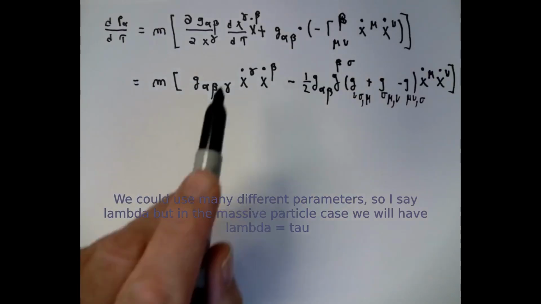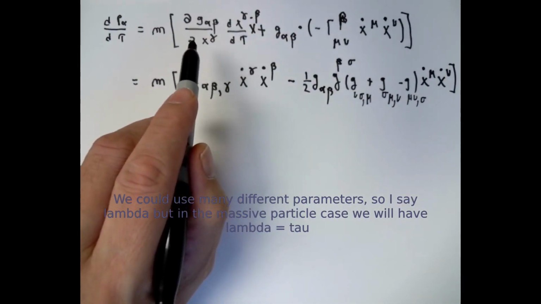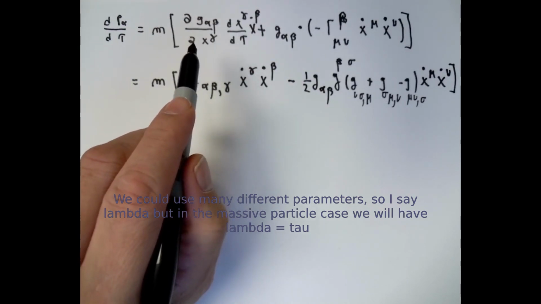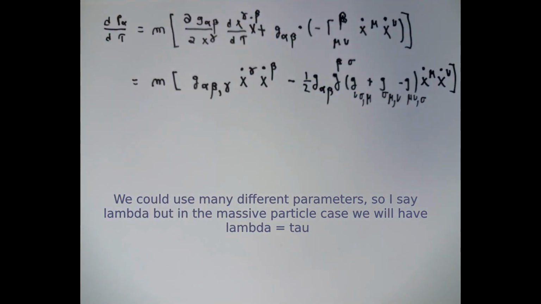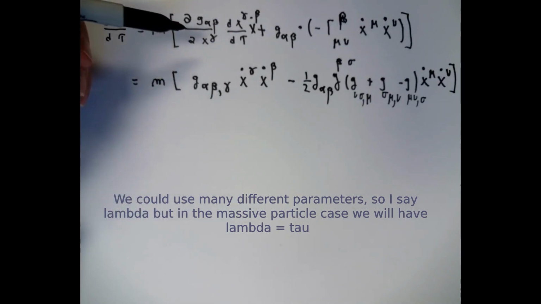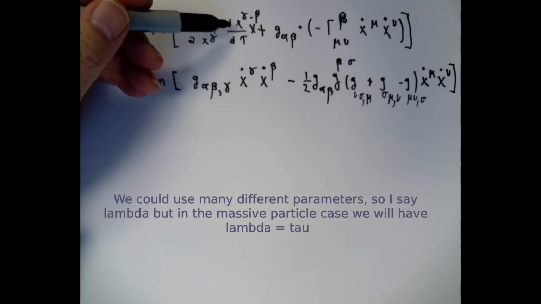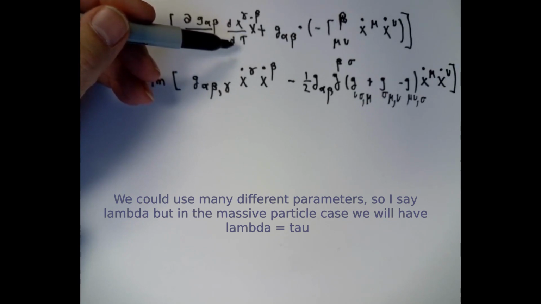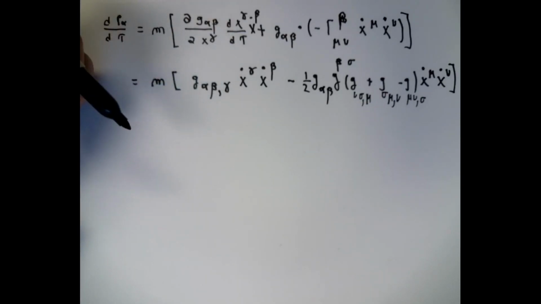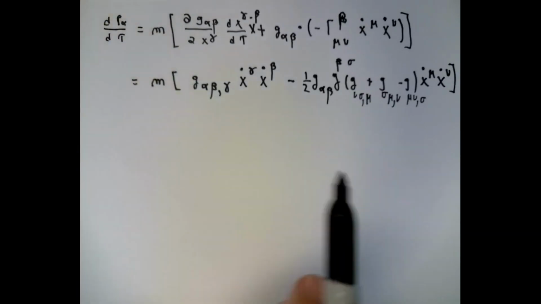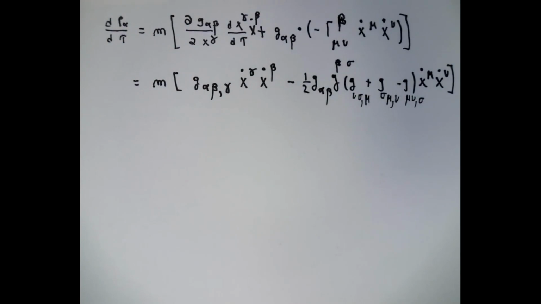By the ordinary chain rule, I can replace the derivative of g alpha beta with respect to lambda by the derivative of the metric component with respect to x number gamma times the derivative of x number gamma with respect to the parameter. Since I'm moving along a geodesic, the second derivative of x number beta is given by negative Christoffel beta mu nu x dot mu x dot nu.